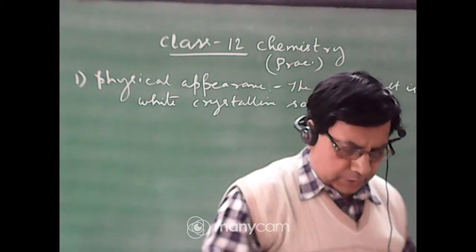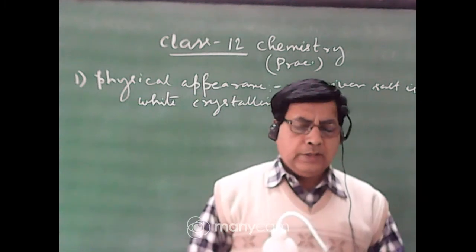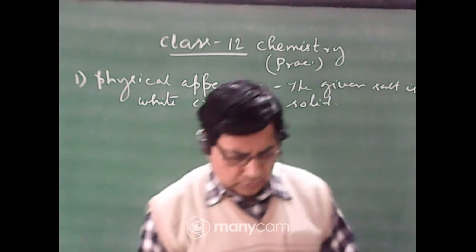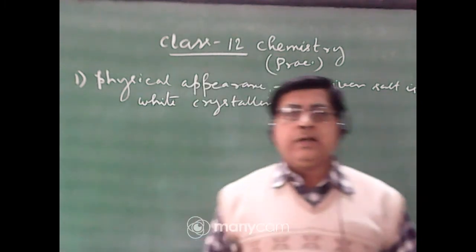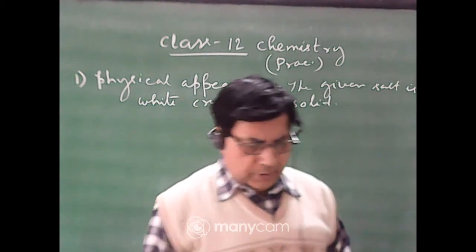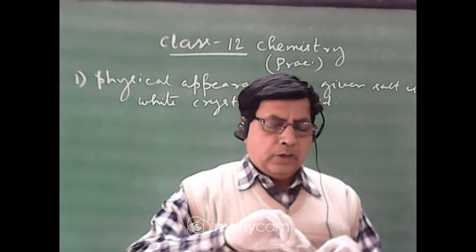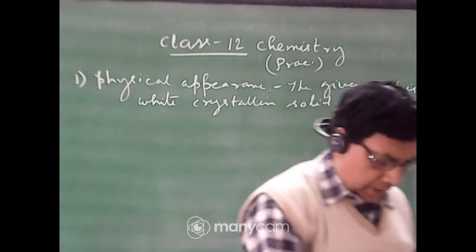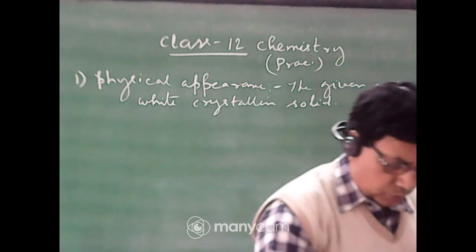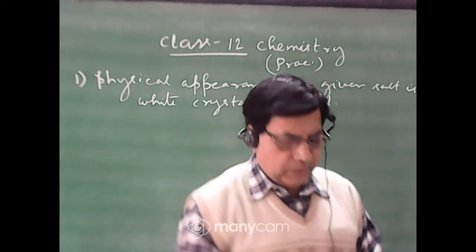Okay. Now since your salt contains only one cation and one anion, there is no need to perform the test for nitrate or carbonate or sulfide and so on. Now you perform the group analysis for cation. What is the first group? First group test, group reagent is dilute HCl.